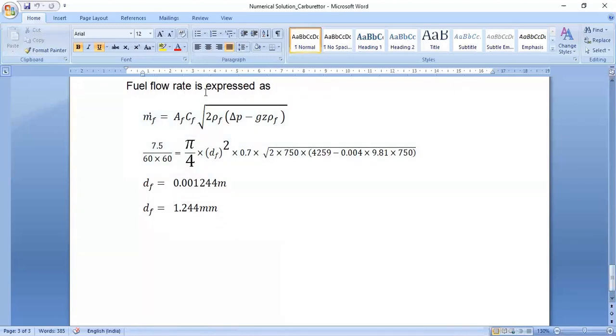Now fuel flow rate is expressed as mf dot is equal to Af into Cf root over 2 rho f delta P minus Cj rho f. Substituting the value of flow rate and other known values, we can get the value of jet diameter. So it is coming 0.001244 meter, and we convert this in millimeter. So the value of jet diameter is coming 1.244 millimeter.